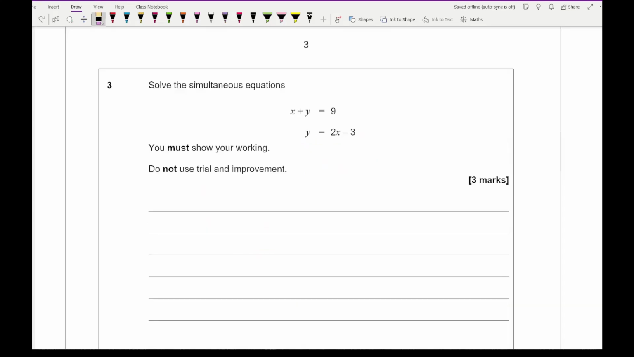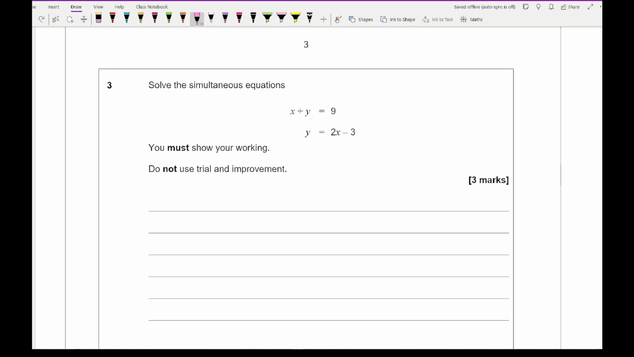So then moving on to question 3, it says solve the simultaneous equations of x plus y equals 9 and y equals 2x minus 3. Now there's a couple of ways in which you could answer this particular question. You could either do a bit of rearranging to get x's and y's on one side, or you could make y the subject in both the equations and make the two equations equal to each other and then solve it for x. So it's entirely up to you which method you're going to go for.